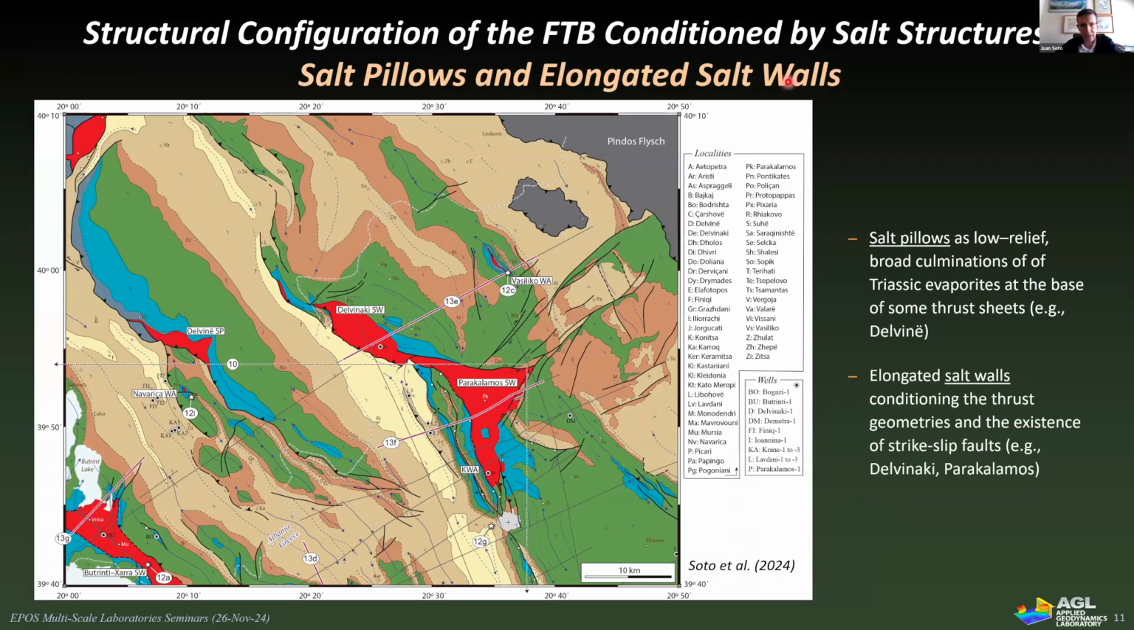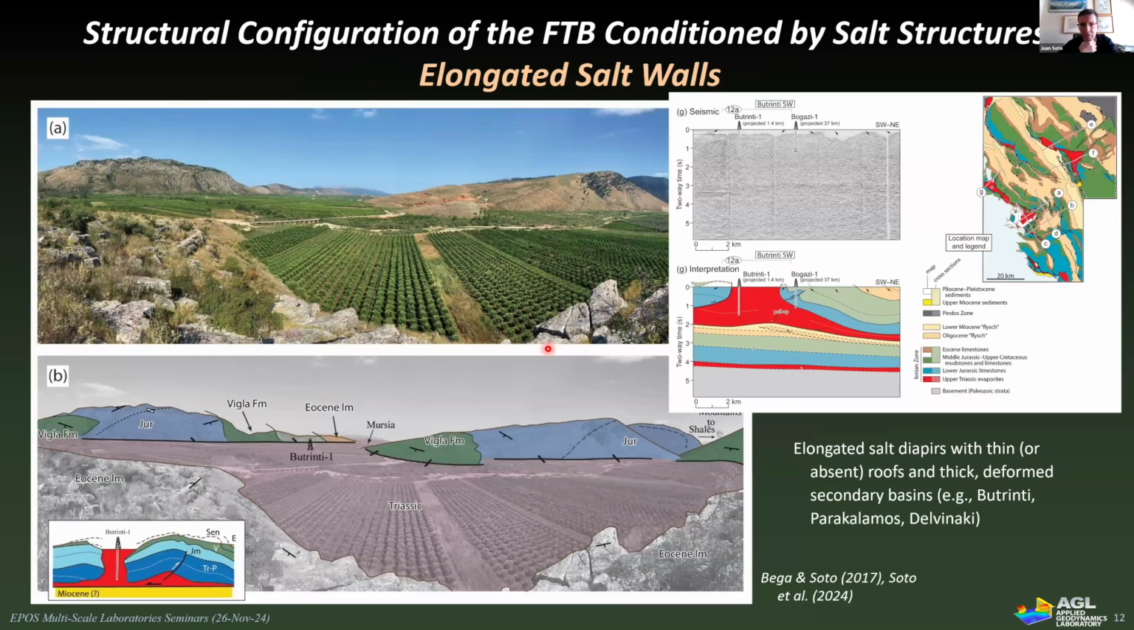So we think that this region is also another example where we have previous salt structures. For example, we can have salt pillows that disappear laterally and are at the base of thrusts. In other cases, we have salt walls, and the salt walls are controlling the deformation and the structural style. They are also at the base of thrusting, but they are also conditioning or controlling the occurrence of major strike-slip faults. This is an overview of some of the salt structures.